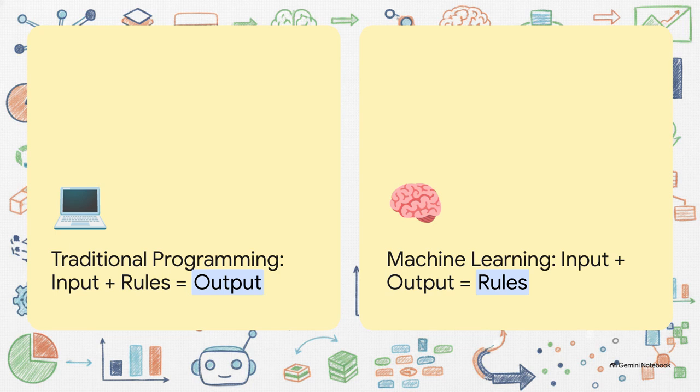To really get this, we have to look at the massive paradigm shift from traditional computer programming. In the classic way of doing things, a software developer writes explicit rules. You feed the computer input data, apply those rigid rules, and you get your output. But machine learning? It completely flips this formula on its head. Instead of giving it rules, you feed the computer massive amounts of data alongside the desired outputs, and the algorithm itself figures out the rules. So traditional programming runs on instructions, while machine learning runs purely on examples.